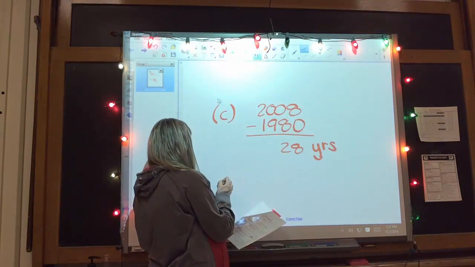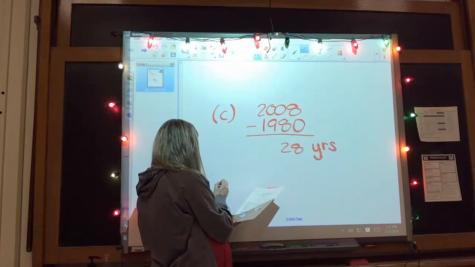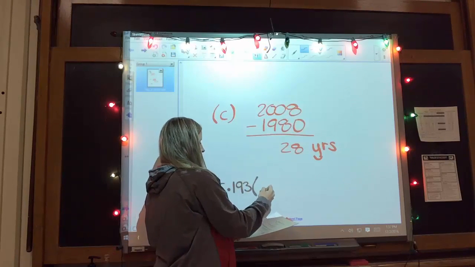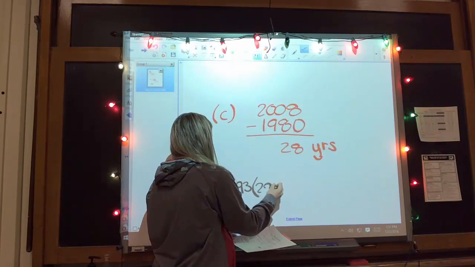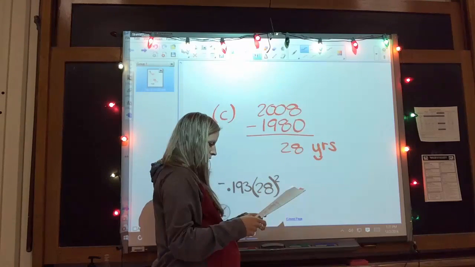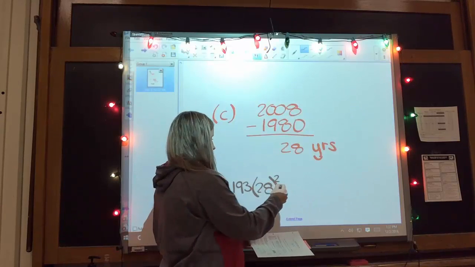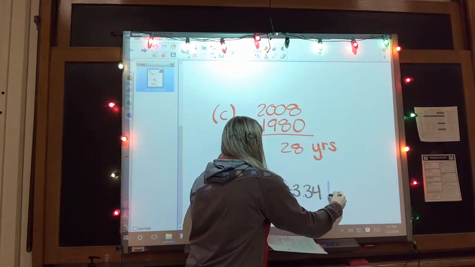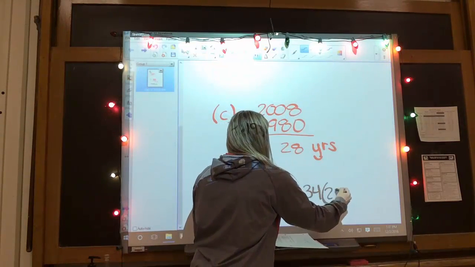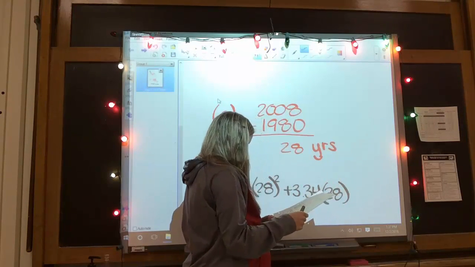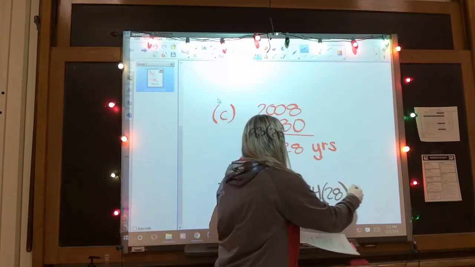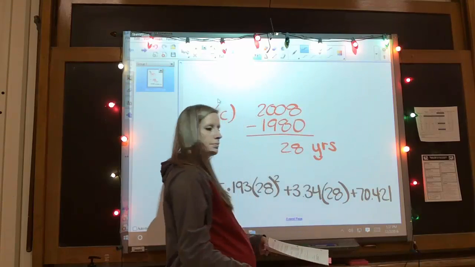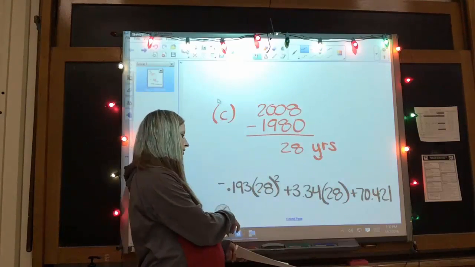Okay, so let's do that. Our equation is negative 0.193 and then x squared, so 28 squared. Okay, and then plus 3.34 times x, which is 28, plus 70.421. Okay, so you're going to punch all this in your calculator.